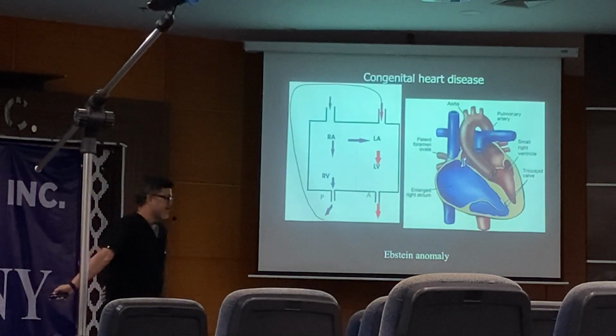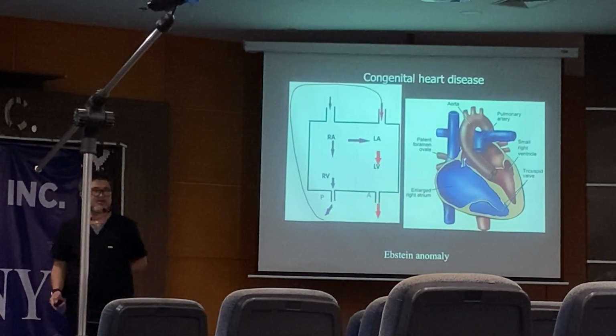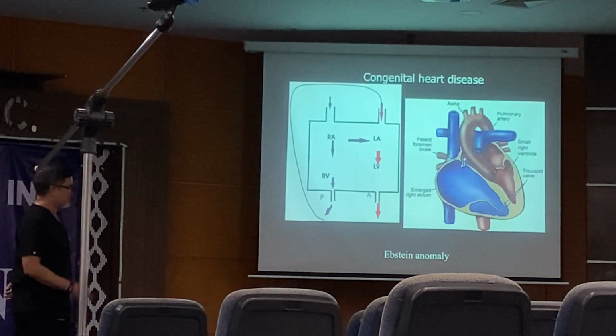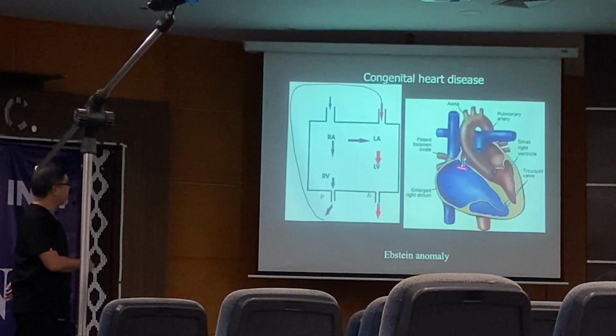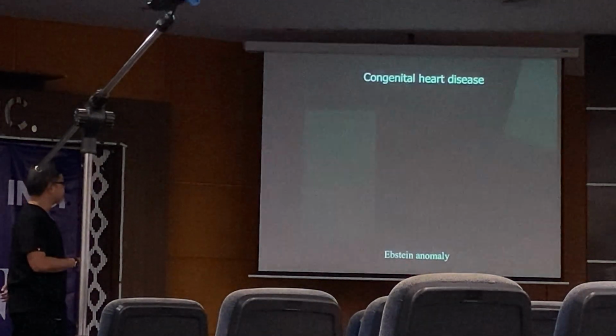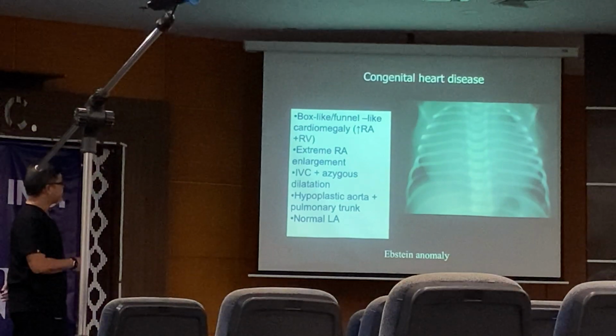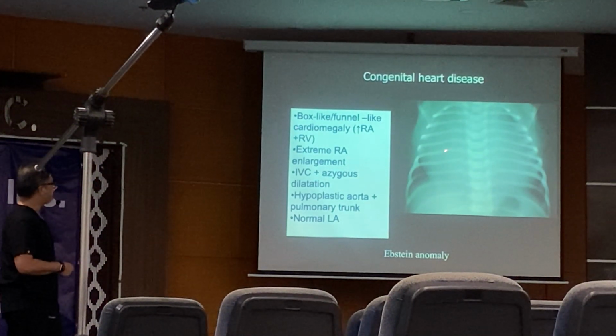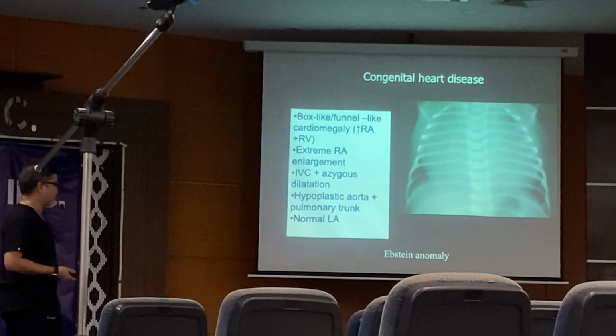In Ebstein anomaly, what is Ebstein anomaly? It is the apical displacement of the tricuspid valve into your right ventricle. You have a very enlarged right atrium that invades your right ventricle. Of course, this patient does have ASD as well. In chest radiograph, they have a funnel-like shaped heart or box-like appearance heart.